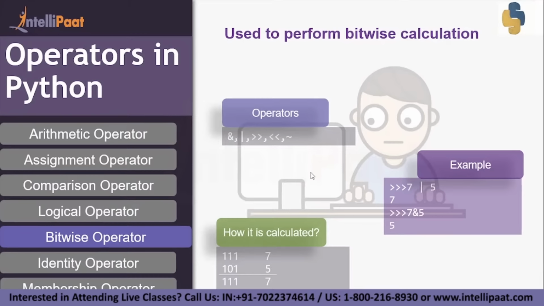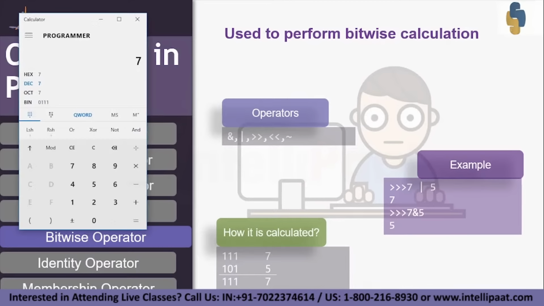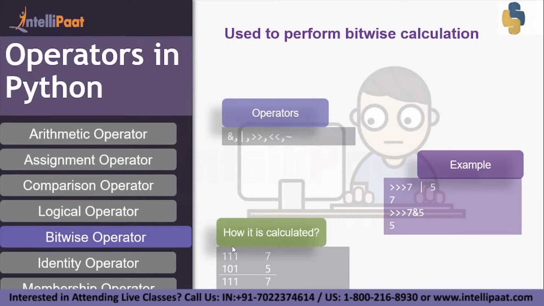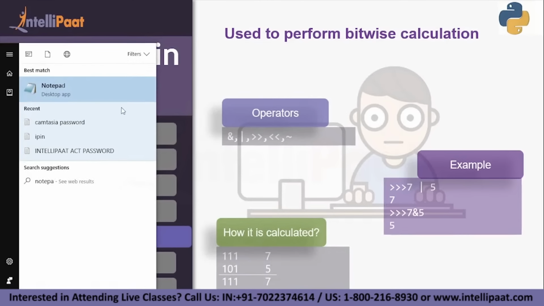Next operator that we have got up here is the tilde operator or the not operator. Well, this operator is used to perform a not operation. So what is not of 7? It's minus 8, right? How is it minus 8? Let me just show you using a notepad. Let's open notepad.